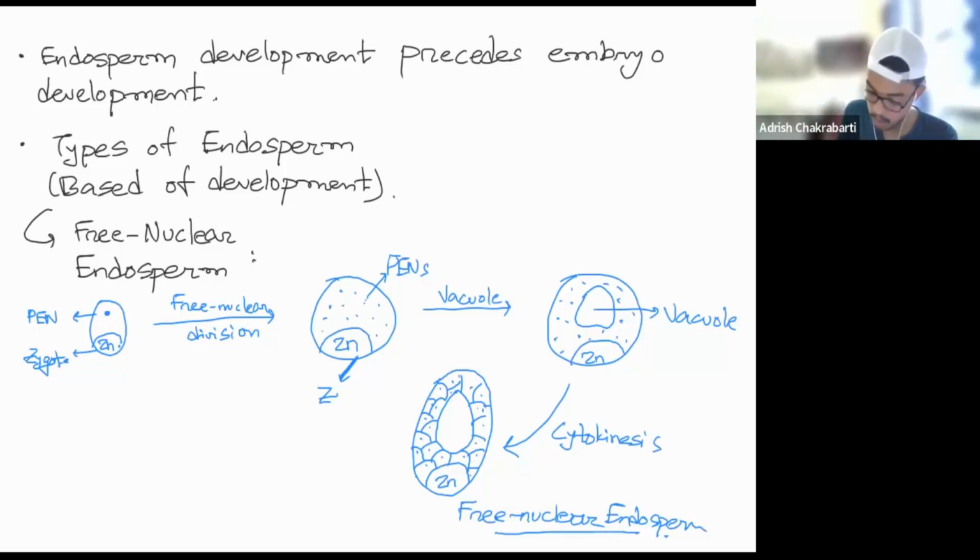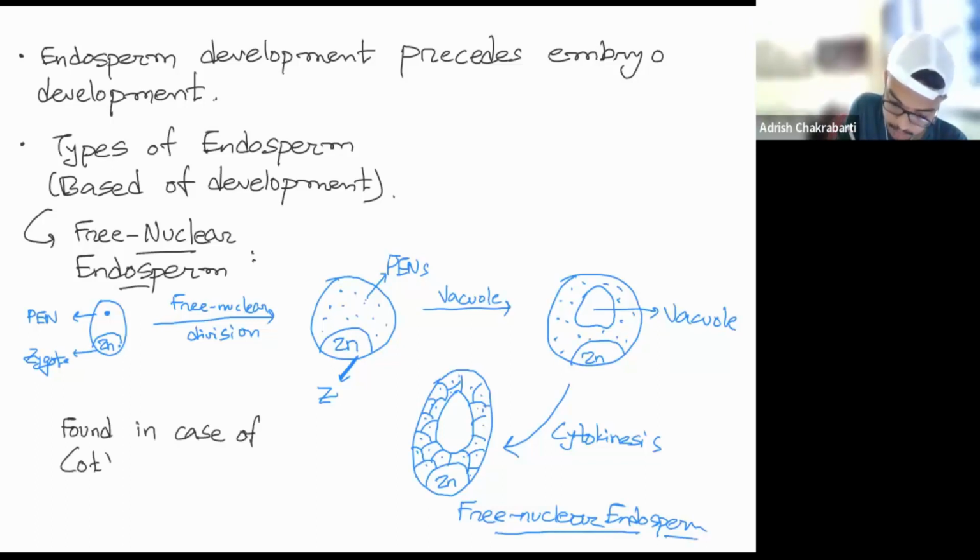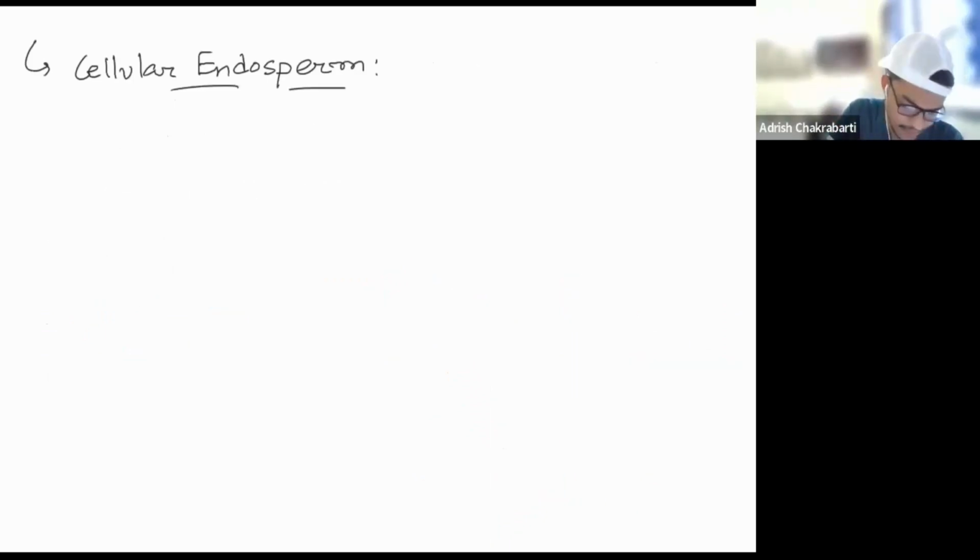So now examples. Example, it is found in case of cotton and maize. Okay, so done. The next is cellular endosperm. Okay, so I think this is easier.